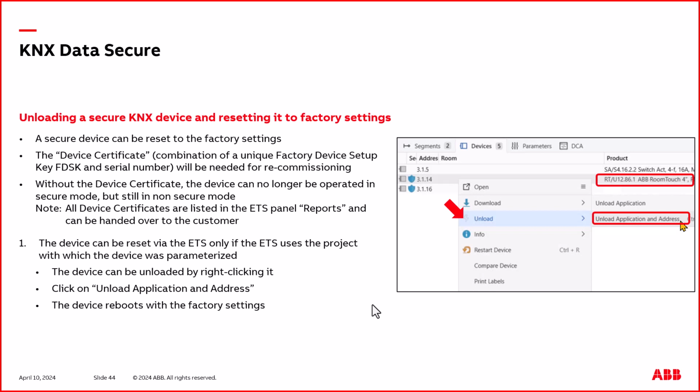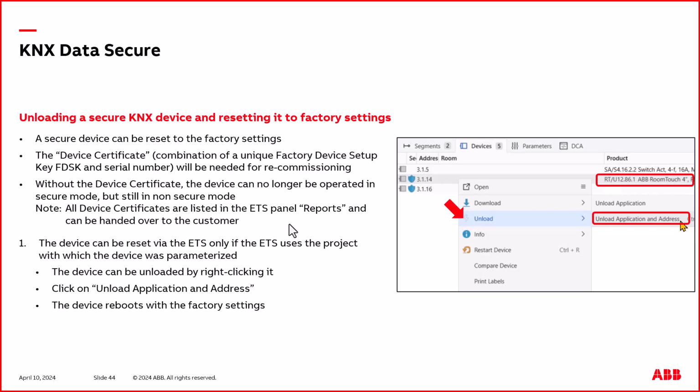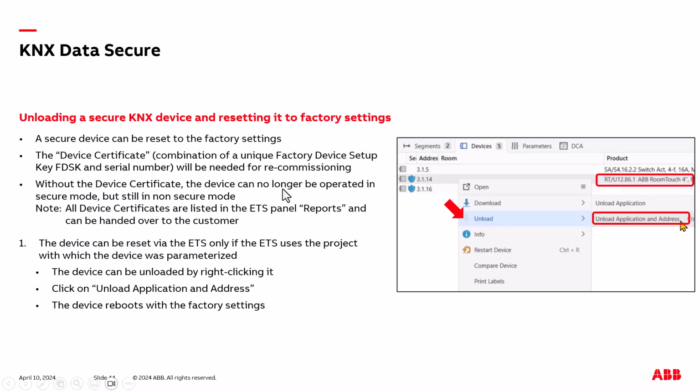But after you make a factory reset, you need again this device certificate, the sticker with these numbers and letters and QR code, for again secure commissioning. And if you lose this device certificate, you can still use the secure device, but no longer in the secure mode. You can use it only in the non-secure mode like a standard KNX device.